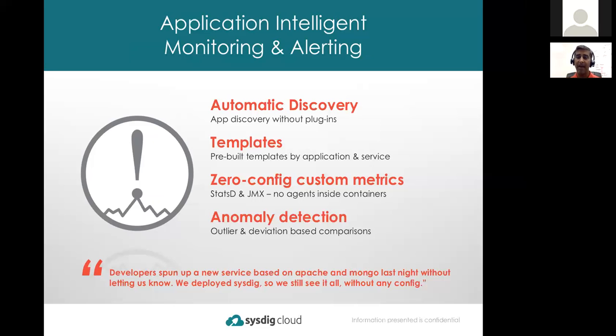All of this type of app intelligent monitoring and alerting allows you to do things like respond to developers spinning up a new service last night without letting you know. There was an emergency, they needed to spin this up, they went for it. As long as Sysdig's being deployed along with all your applications, you'll automatically see it, you'll automatically start collecting data with it.